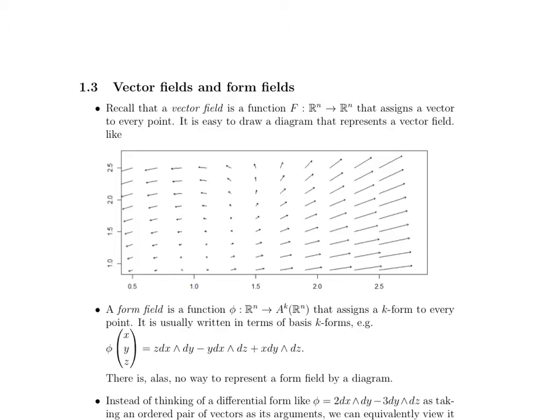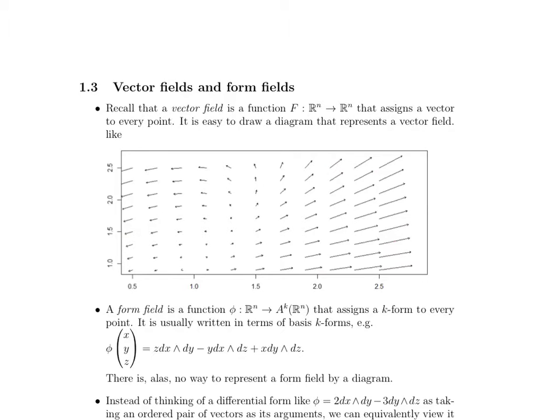We're going to introduce two new topics, well, 1.5 new topics, vector fields and form fields. Remember that a vector field is a function that assigns a vector to every point in Rn. It maps from Rn to Rn. So it's very easy to draw a diagram that represents a vector field. Here's a great one right here.